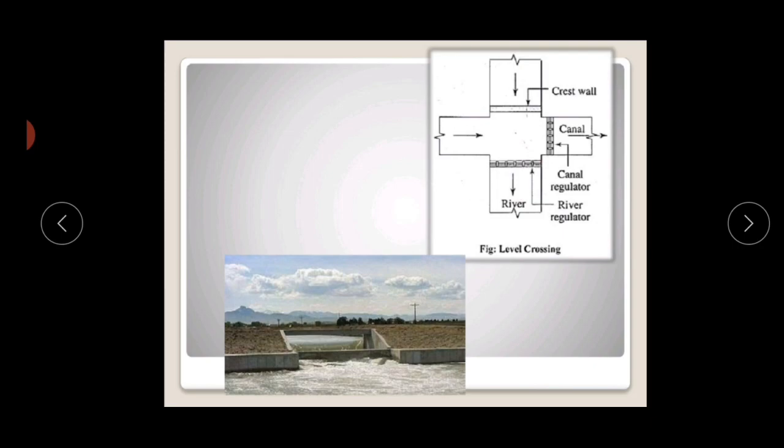What happens in this level crossing during a dry season, when there are no floods, is that the drainage regulator is generally kept closed and the outgoing canal regulator is kept fully open, so that the canal flows without interruptions. During a flood, however, the drainage regulator is opened so as to pass the flood discharge. This is about level crossing, and next we'll go for inlet and outlets.